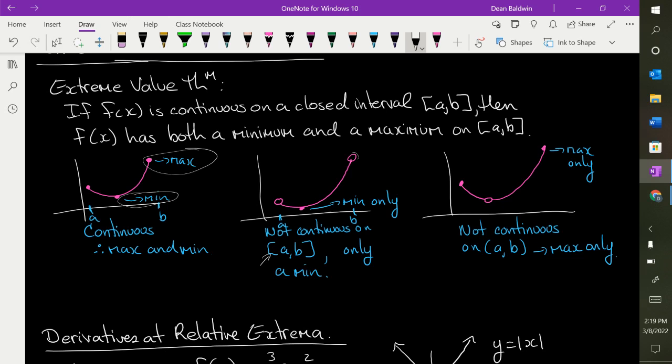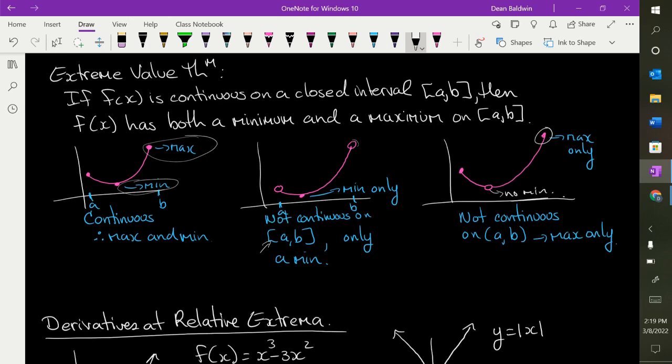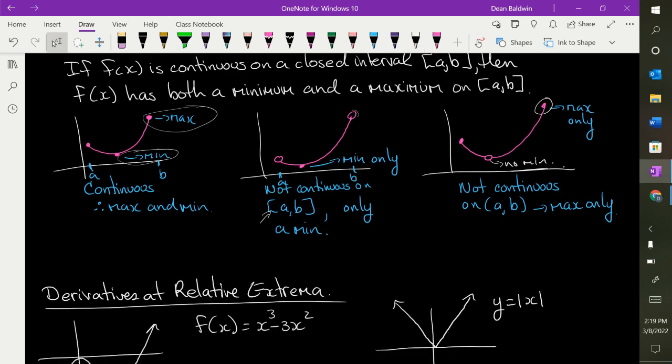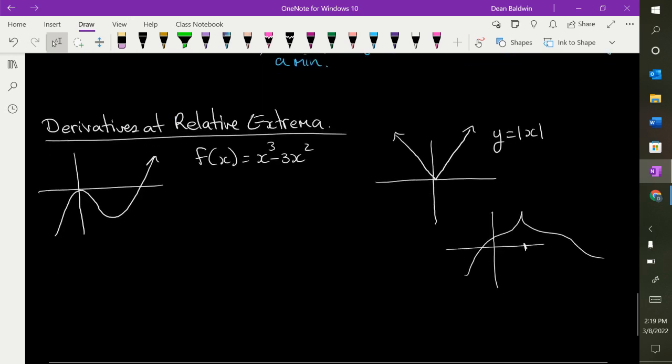And then conversely, if you have a hole in the middle of it, even though the endpoints are defined, it's not continuous. Therefore, we only have a max. There is no min, right? So that's it visually. For it to have a max and a min, you must be continuous on a certain interval.